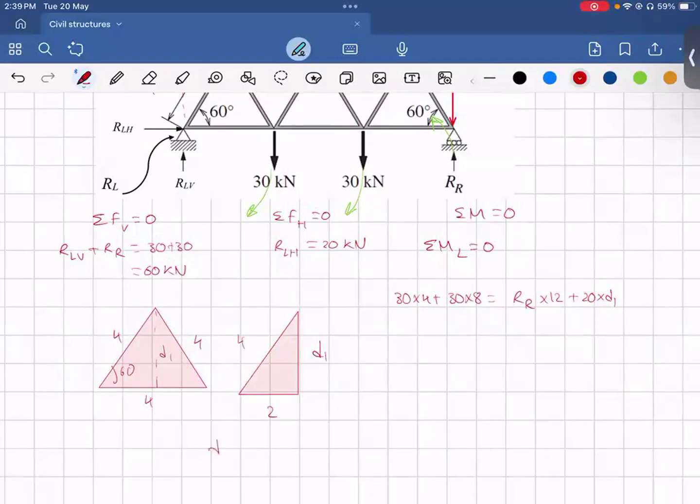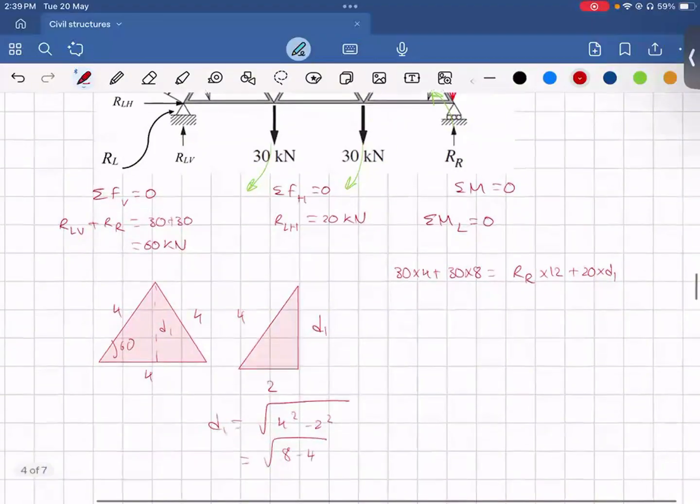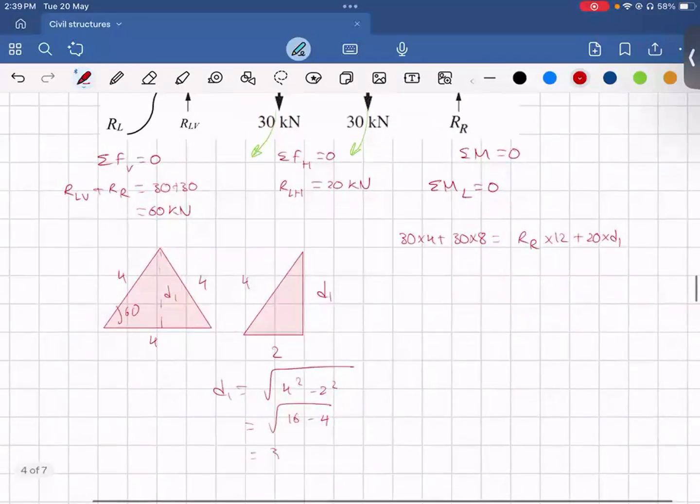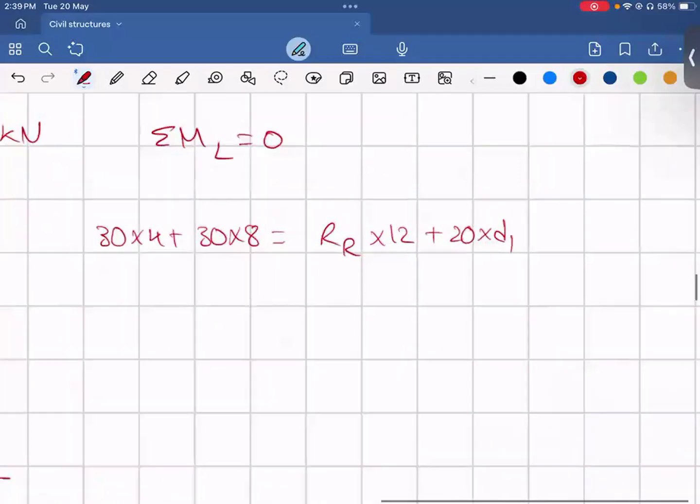So D1 is equal to the square root of 4 squared minus 2 squared. So that's 8 minus 4. Sorry, that's going to be 16 minus 4. So that's equal to the square root of 12. That gives us 3.46 to 2 decimal places. So that's our D1. So now we can go back to our equation.